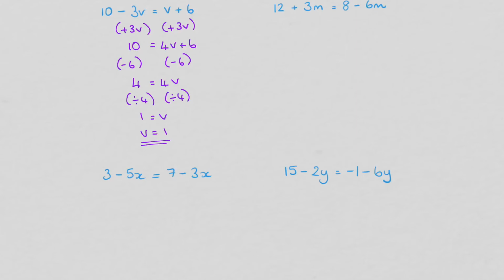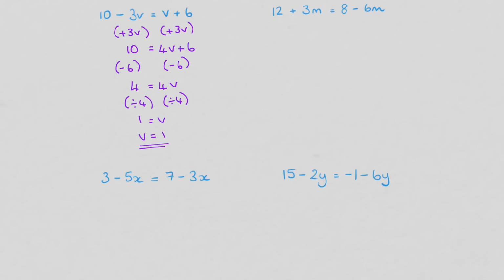Okay. And then the next one. So 12 plus 3m equals 8 minus 6m. And it's the letters that we deal with first. So we've got a positive 3m and a negative 6m. So the negative 6m is the one that's furthest down the number line. So that's the one that we're going to deal with.